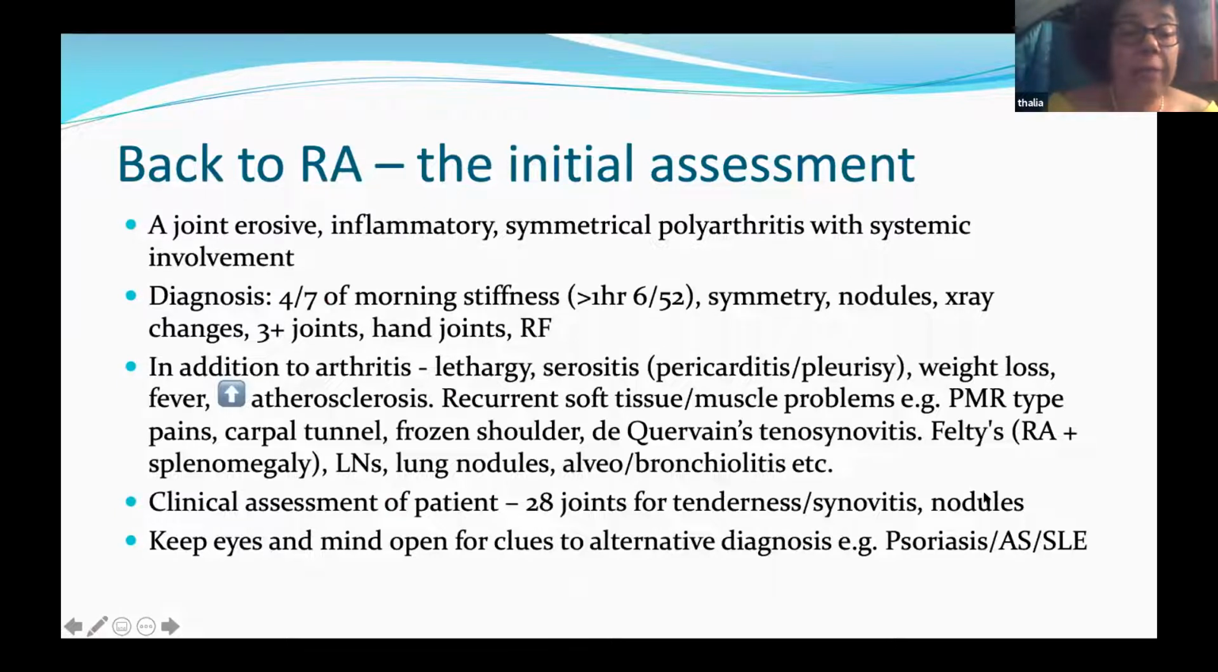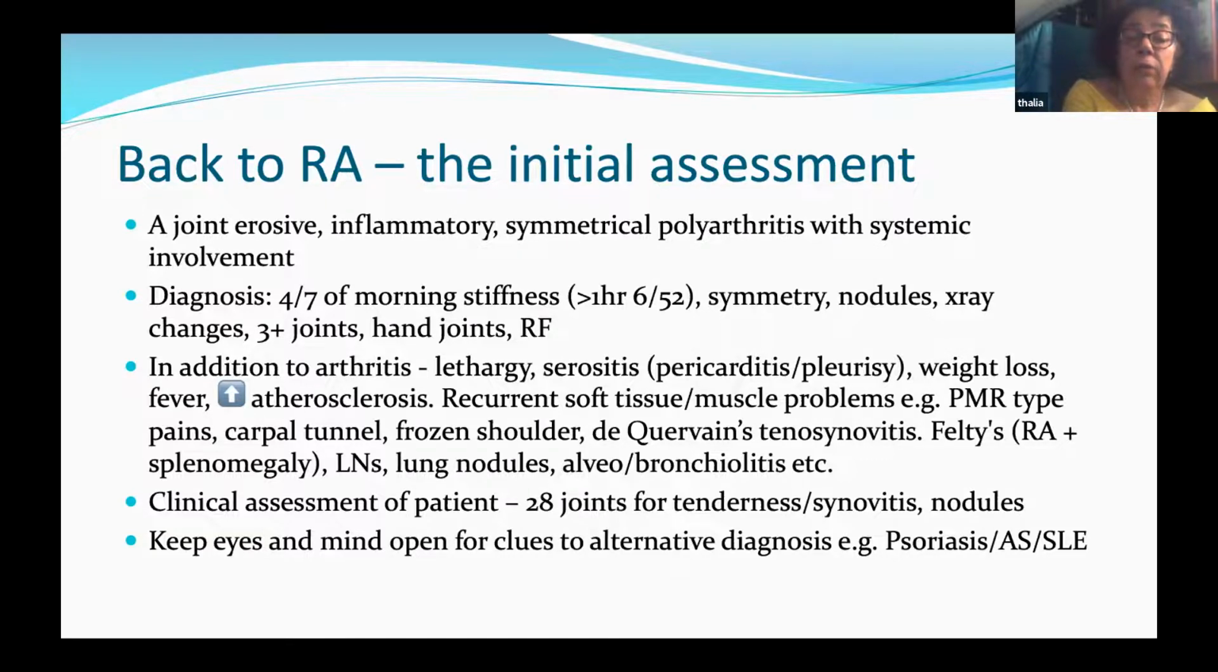So very briefly, because you heard about that, when we see a patient with rheumatoid, which is an erosive, inflammatory, symmetrical polyarthritis with systemic involvement, we need 4 out of 7 criteria in order to make a diagnosis. This is morning stiffness, 1 hour for more than 6 weeks, symmetry, nodules, X-ray changes, more than 3 joints, joints of the hands, and rheumatoid factor.